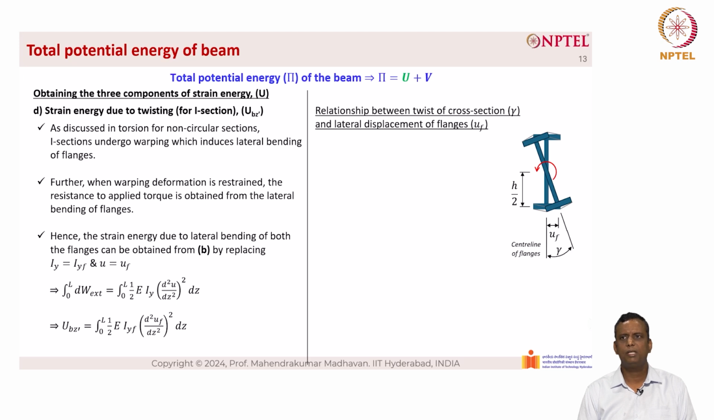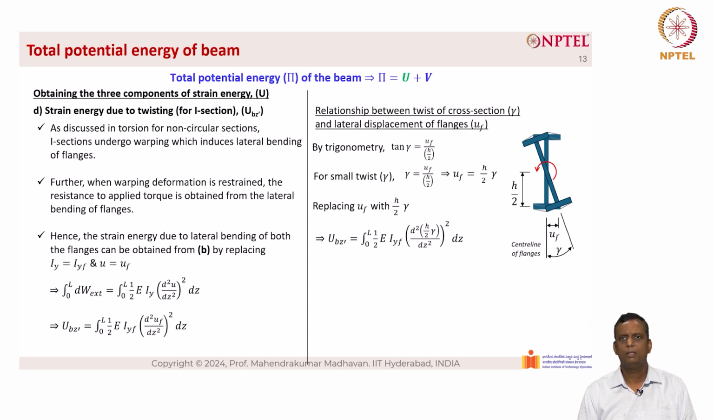As you can see from here, tan gamma equals opposite by adjacent, which is u_f divided by h/2. Now for small values of gamma, tan gamma equals gamma, which means that gamma equals u_f divided by h/2, which means that u_f equals h/2 into gamma. Now we can replace u_f with h/2 into gamma. So we have U_bz' equal to the integral from 0 to L/2 of E I_yf into (d²(h/2 gamma)/dz²) the whole squared.